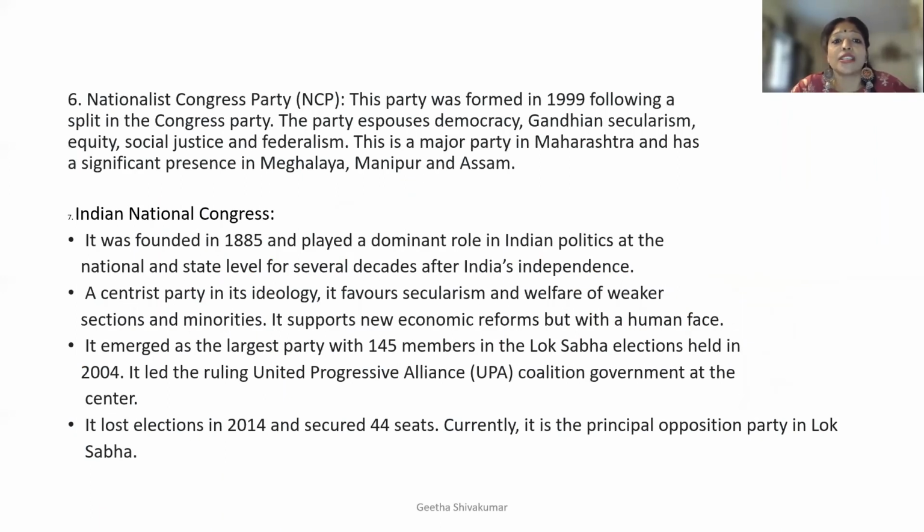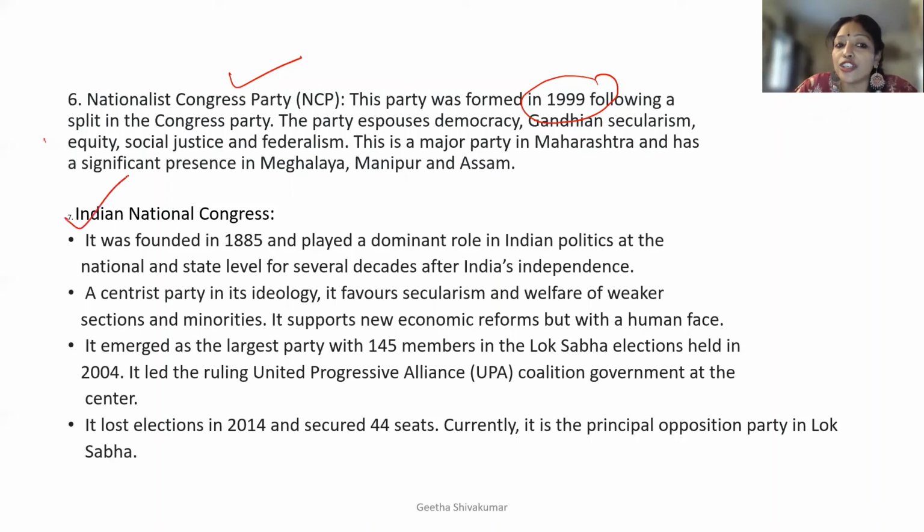Let's move to the sixth political party. Nationalist Congress Party, that is your NCP. This party was formed in the year 1999 following a split in the Congress Party. The party believed in democracy, Gandhian secularism, equality, social justice, and federalism. Okay, so again it split from the Indian National Congress and formed as the Nationalist Congress Party.